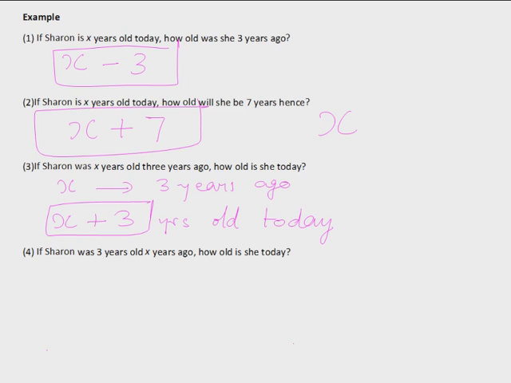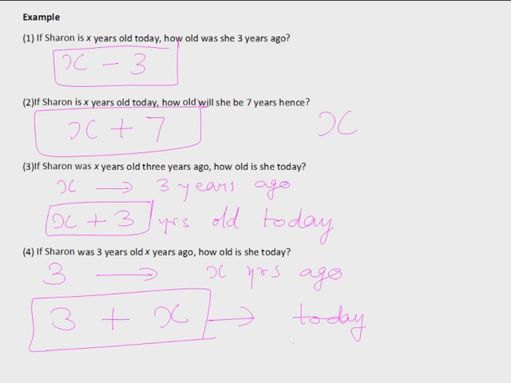If Sharon was 3 years old x years ago, how old is she today? So she was 3 years old x years ago. So you got to add x to find out how old she is today, because she has grown x years. So to what she was, if I add x, I get her age today. So 3 plus x is what she will be today if she was 3 years old x years ago.